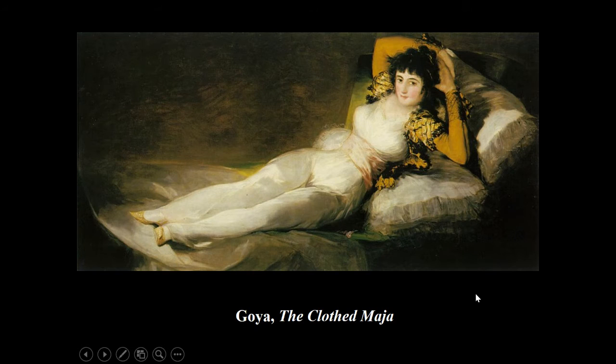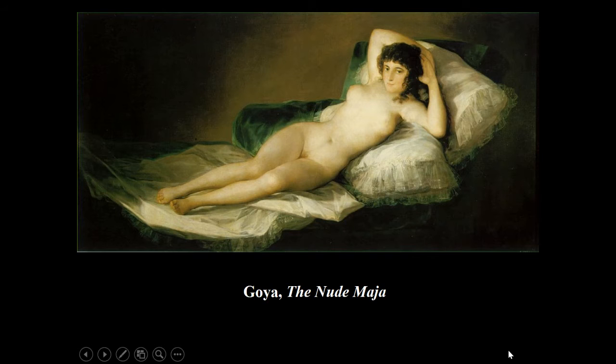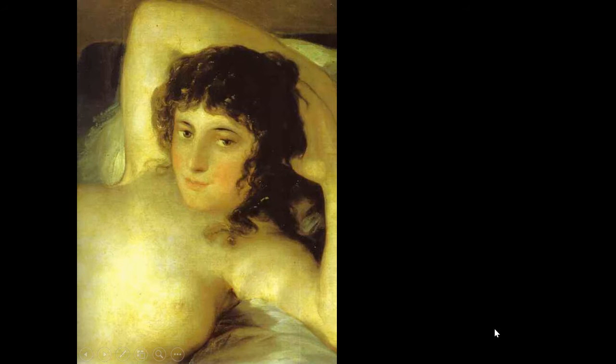There are other works that we could look at here. One in particular gets him in trouble with the Spanish Inquisition. This is the clothed Maha and the nude Maha. We're told that the sitter and her identity were kept secret because the face we're looking at is actually a mask, a generic figure's face. It doesn't quite match her neck and shoulders.